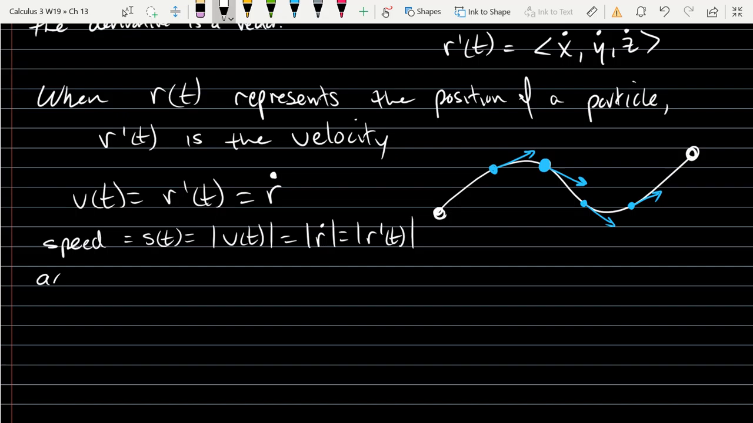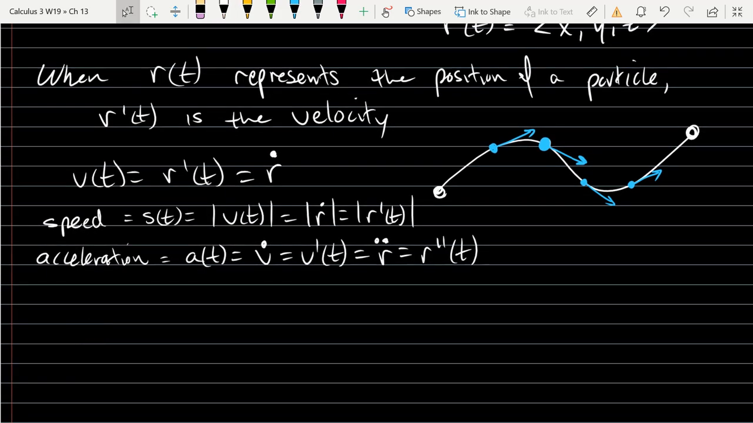Now acceleration. How do we get acceleration? Take a derivative. That'll be the derivative of velocity. So we'll use a of t for acceleration, which you could write as v dot or v prime of t. You could go back to r using a double derivative, so two dots, or r prime prime of t. Is that magnitude for speed? Speed is, yeah, magnitude.